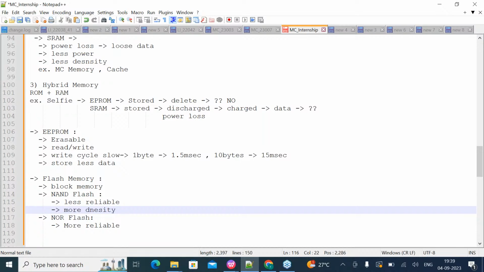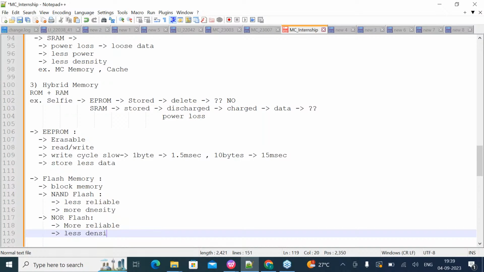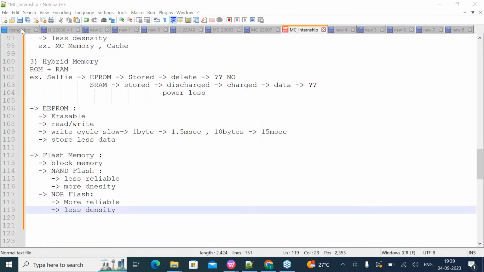Density is more. Okay, ignore the typo. And if you talk about the NOR flash, what happened? It is less dense. So now I'm saying density, and this term is appearing a second time. So what do you mean by density? You know, people, density means what?